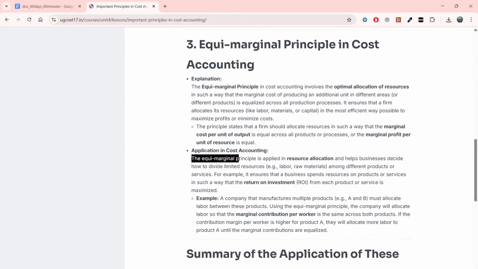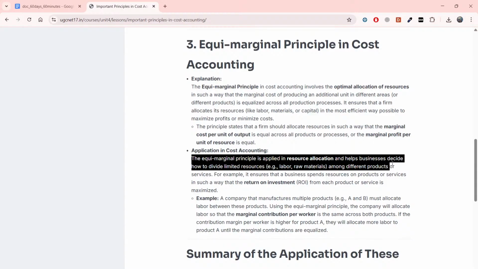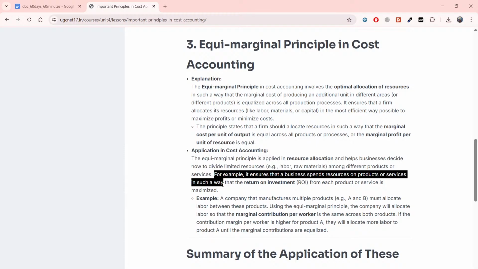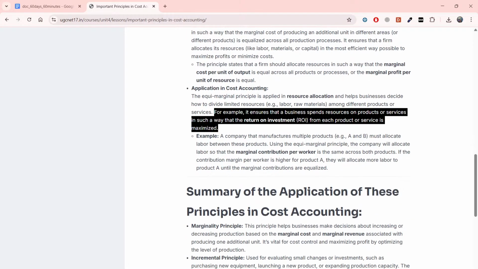The equimarginal principle is applied in resource allocation and helps businesses decide how to divide limited resources among different products or services. For example, it ensures that a business spends resources on products or services in such a way that the return on investment from each product or service is maximized.